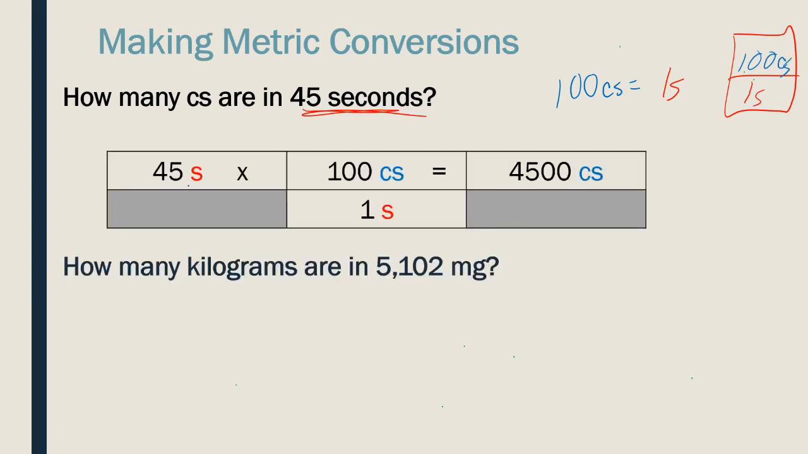So what you see here is I got seconds on the top. The domino I use is with the blue on the top and the red on the bottom, so those reds will cancel. Then we multiply 45 times 100 divided by 1, and we get 4,500 centiseconds.